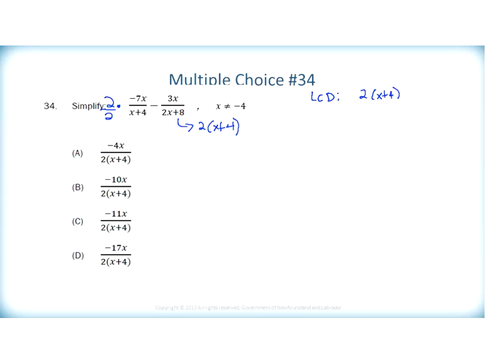That will give us negative 14x over 2 outside of x plus 4, subtract 3x over 2 outside of x plus 4. Negative 17x over 2 outside of x plus 4. There are no other common factors to cross out. So we have D.